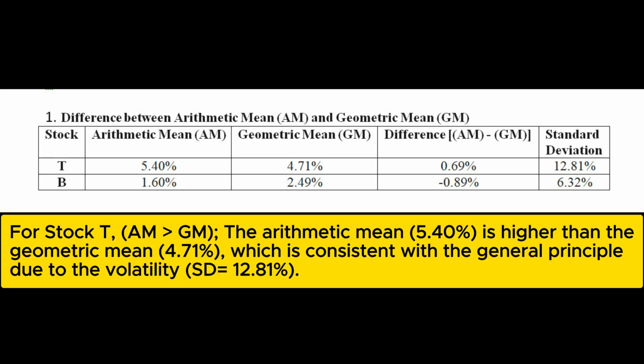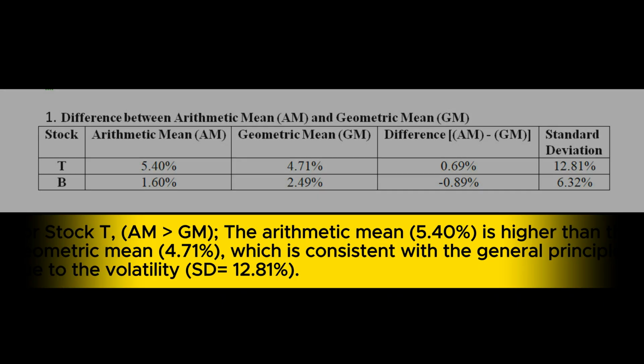In short, we can say that for stock T, AM is greater than GM. In detail, the arithmetic mean 5.4% is higher than the geometric mean 4.71%, which is consistent with the general principle, due to the volatility where the standard deviation is 12.81%.